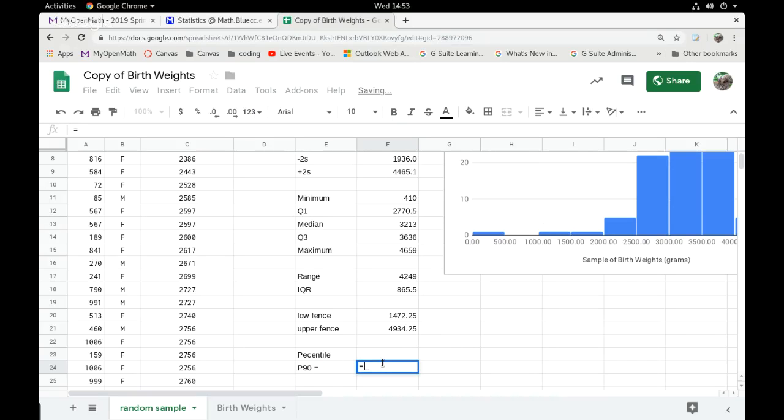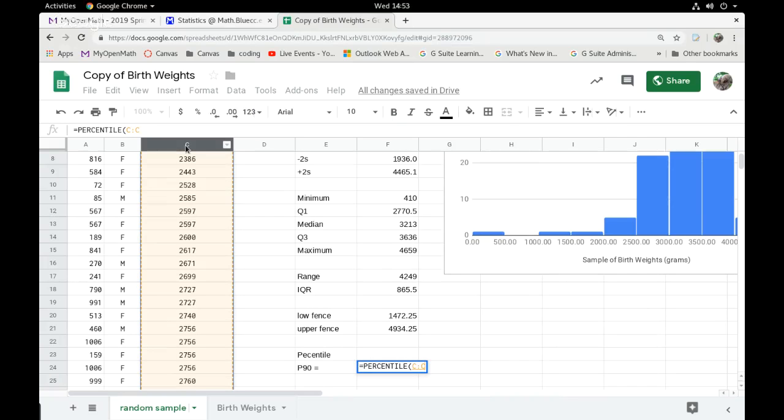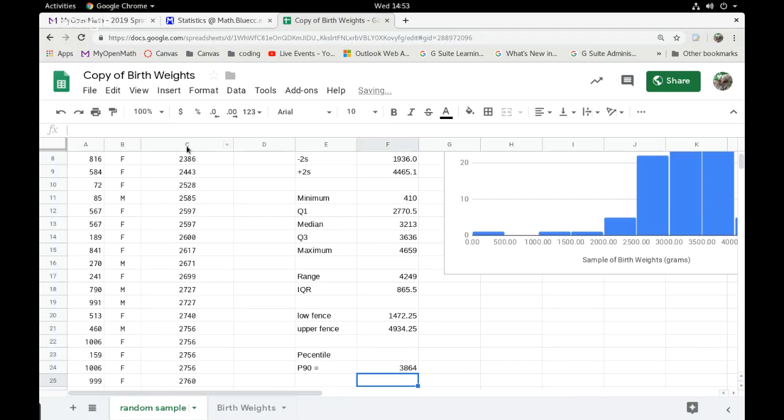To calculate that, I start typing percent, and one of the options is percentile. Percentile wants my data, and then it wants to know which percentile. So 0.9 is the 90th percentile. So a birth weight or mass of 3,864 grams would be the 90th percentile. That means, based on the sample, 90% of newborns are lighter than 3,864 grams.